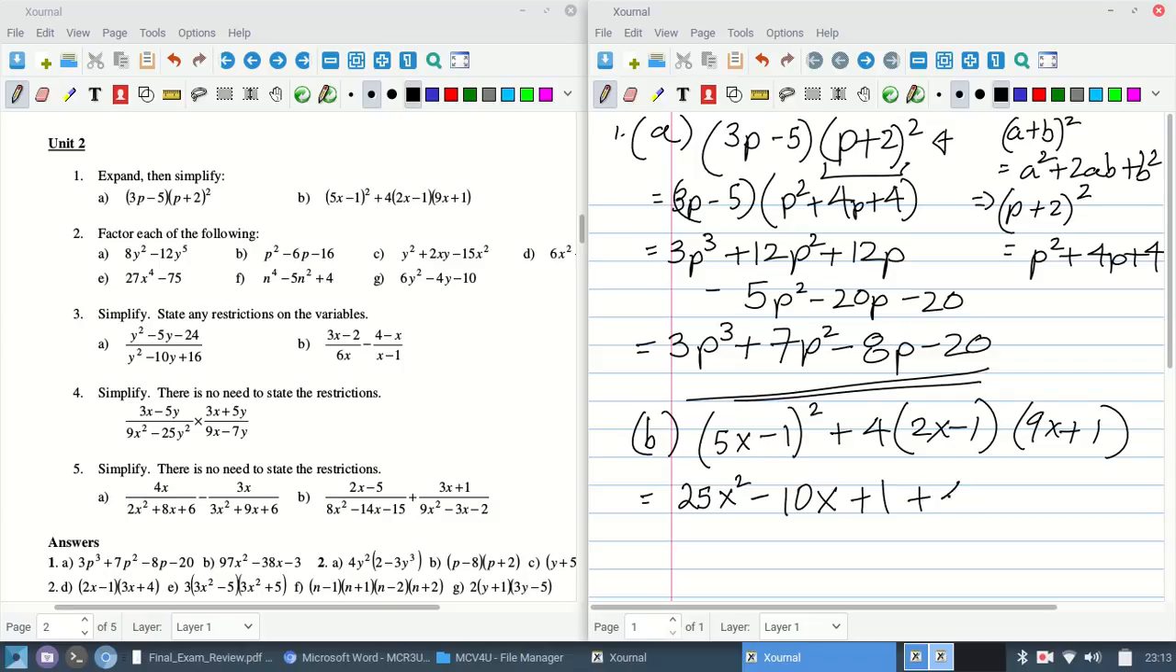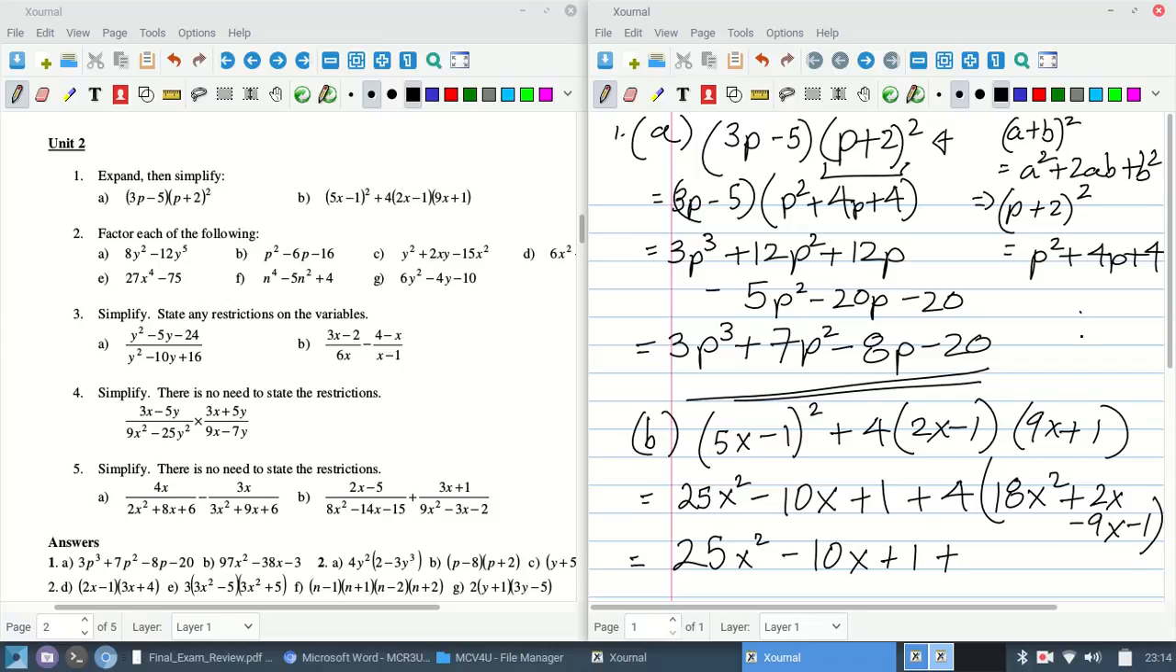So now it's going to be plus 4, and it's going to be this FOIL. This I can't really use any tricks. I got to do it, right? So let's see, 2x times 9x, that's 18x squared. Okay? It's going to be plus 2x minus 9x minus 1. So that's the expansion here. And so I get 25x squared minus 10x. I think did I miss? No, I didn't miss a 1x. Okay. Plus 1 plus 4 times 18.